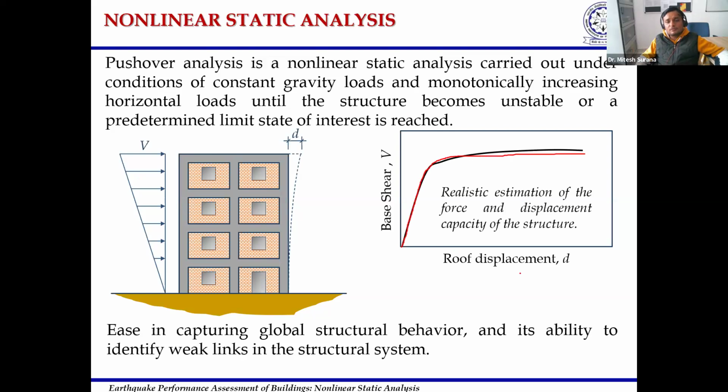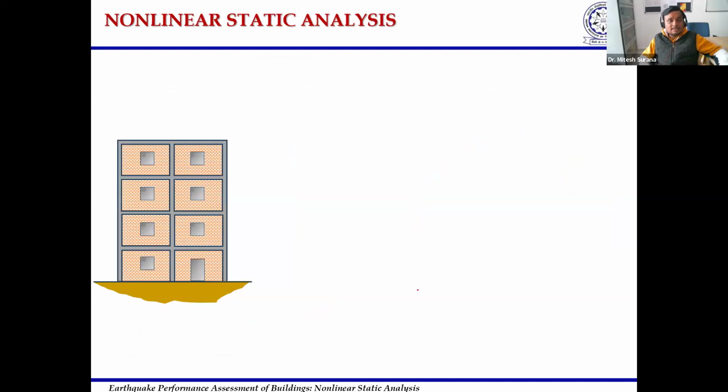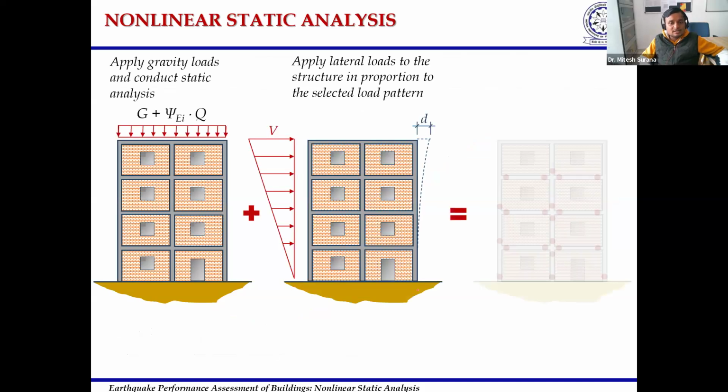So this is a typical force versus displacement curve of a real structure that we discussed earlier. This curve helps us in obtaining the global behavior of the structure, as well as the weak links that are present in that particular structure. For example, where the hinges or yielding will occur in that structure, which we will see in the subsequent slide. So let's say I want to conduct the nonlinear static analysis.